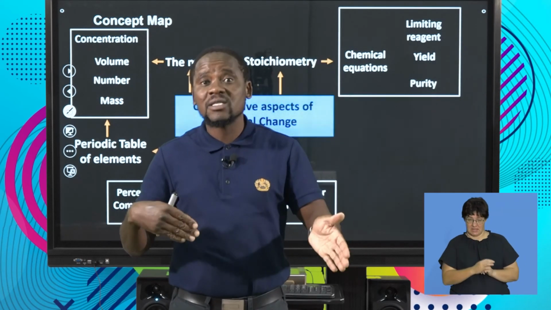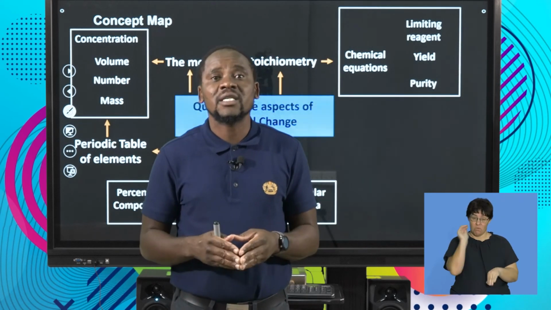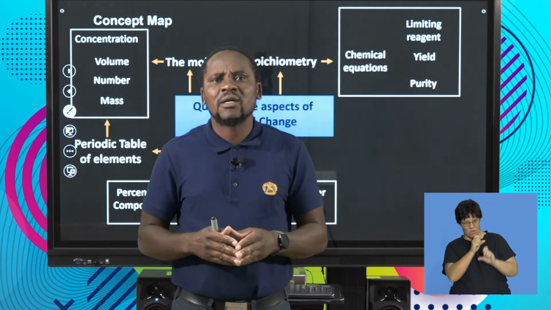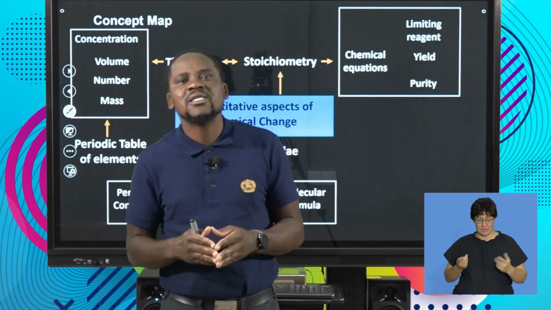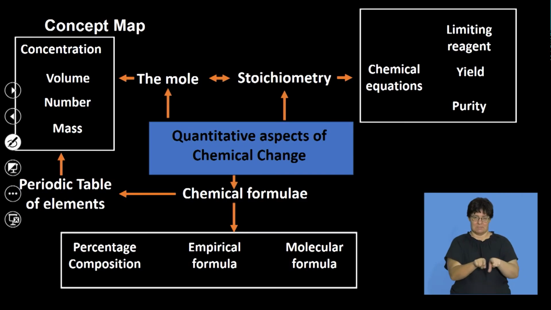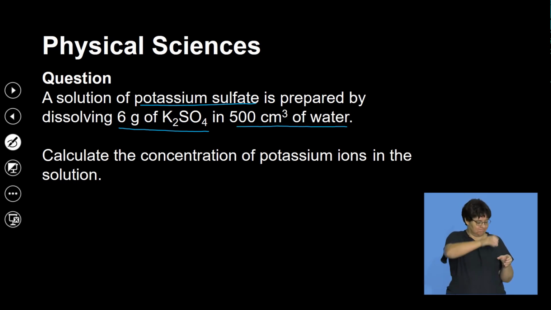Then that could usually be a 3-mark kind of problem. But if a calculation question has more than 3 marks, it may be an indication that it's a multi-step type of problem. So just pay attention to the mark allocation as well. Now let's focus our attention on a different structured question, still on stoichiometry. A solution of potassium sulfate is prepared by dissolving 6 grams of potassium sulfate in 500 cubic centimeters of water.